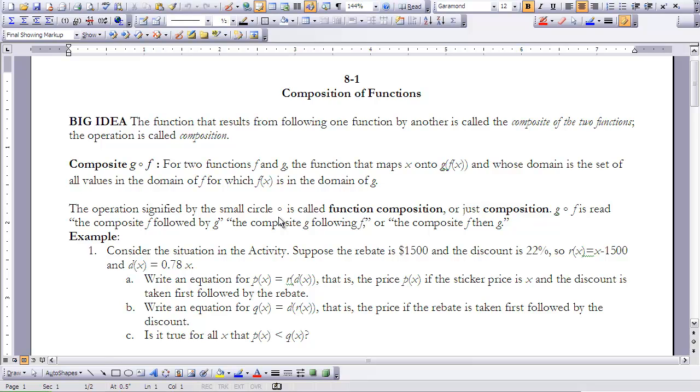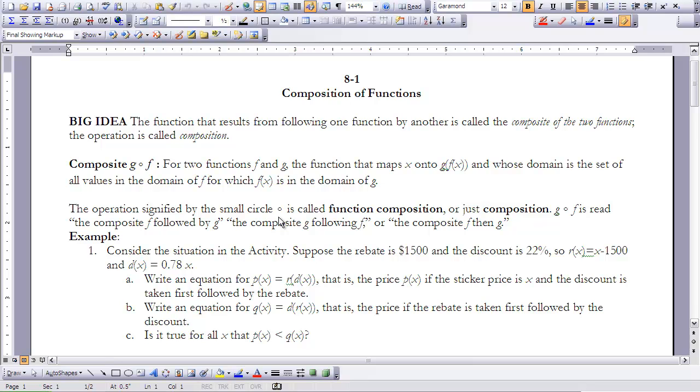So for two functions f and g, the function that maps x onto g of f of x, and whose domain is the set of all values in the domain of f, for which f of x is in the domain of g. Okay, let's break that down for a little bit.